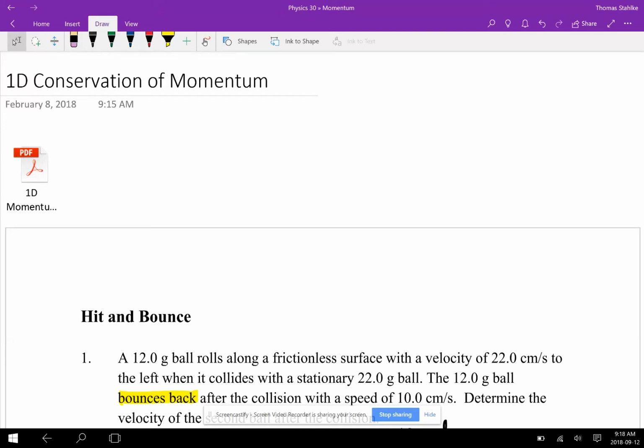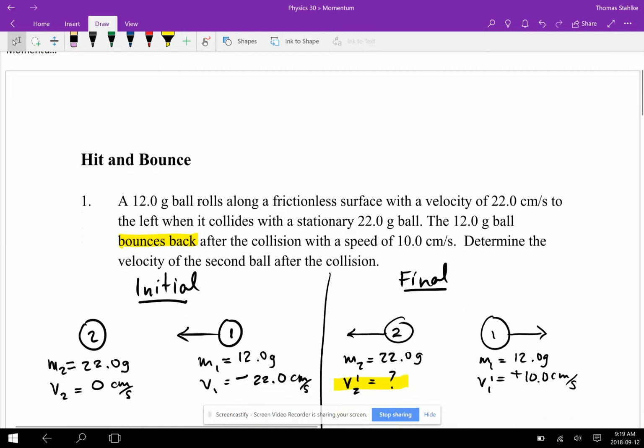Hey everybody, we're going to take a look at 1D conservation of momentum. Just as a review, we're going to go through hit and bounce scenarios, as well as hit and stick and explosion. So let's run through a few questions.